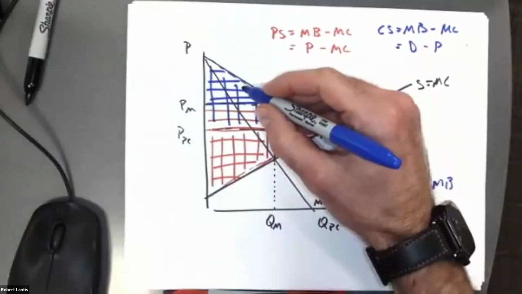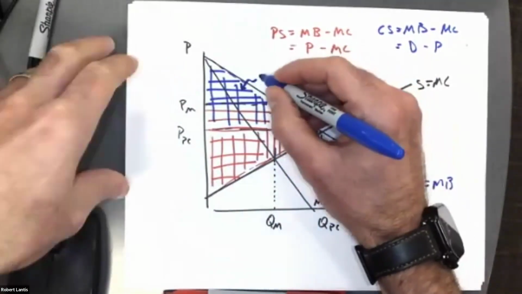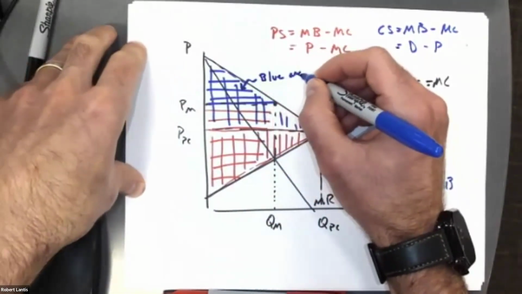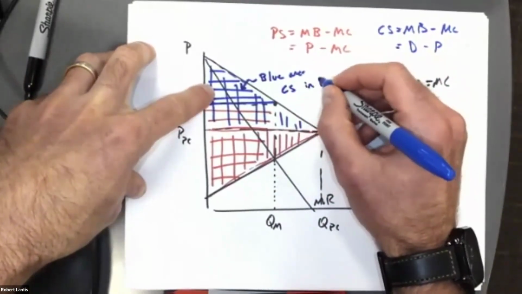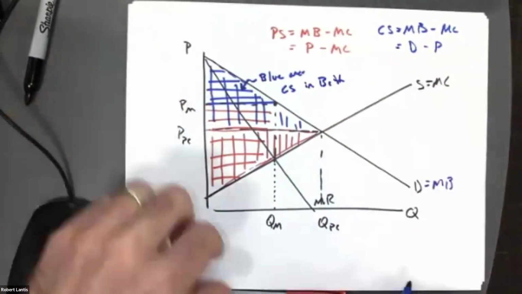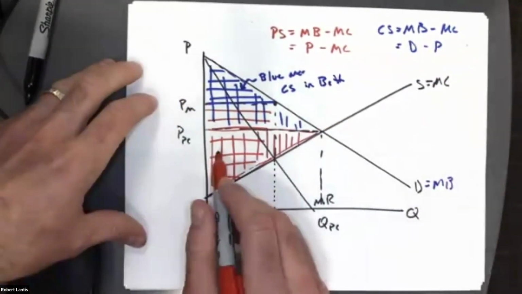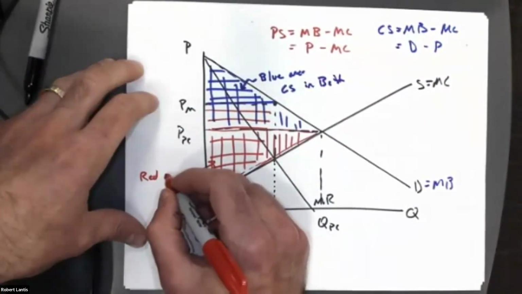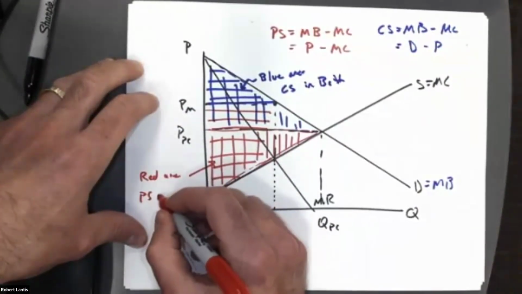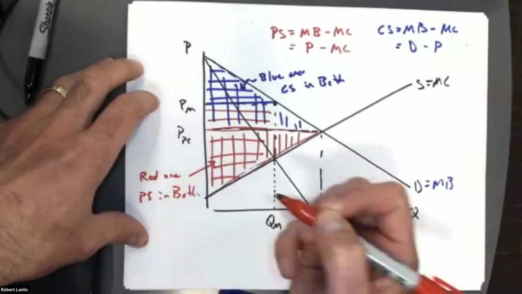So kind of notice here, this blue area represented consumer surplus in both markets. Okay. Here were the kind of red curves, vertical and horizontal cross. So this red area here was producer surplus in both markets. Okay.